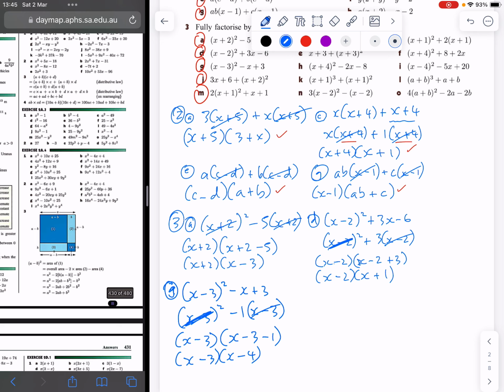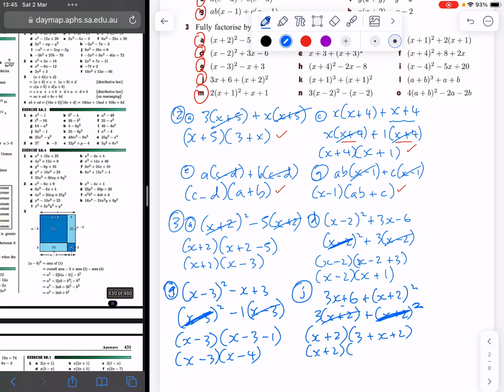G, J, 3x plus 6 plus x plus 2 squared. This one's trying to be sneaky by putting the unbracketed one at the front, but just remove 3 as a factor. You've still got x plus 2 there. X plus 2 squared. Remove the common factor. X plus 2 goes at the front. What do I have left over? 3. I have x plus 2 left over here because it was squared. Plus x plus 2. 3 plus 2 is 5 plus x.